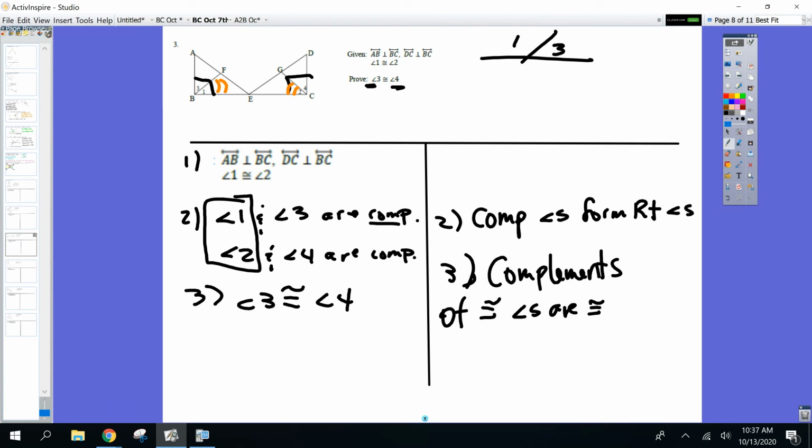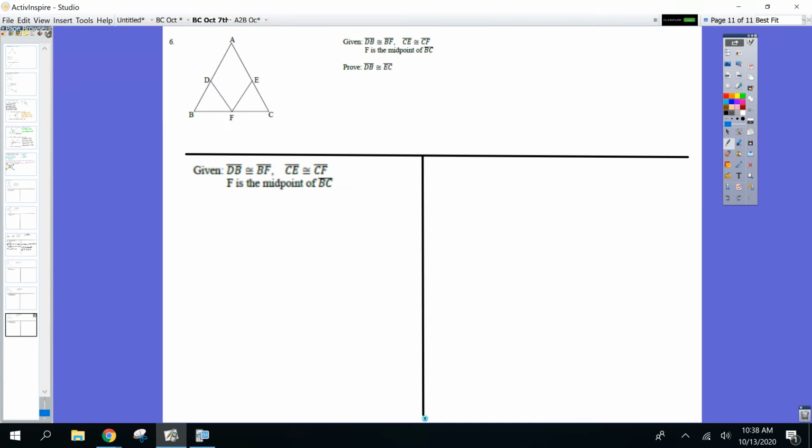Okay, any others there? 2 through 6 we want to go over. I had a specific question on 6. I only did one substitution. Would you get points off for that if you didn't show this? What do you mean by one substitution here? I wrote down after the givens, I have BF is congruent to FC.